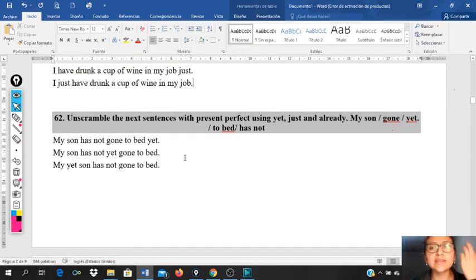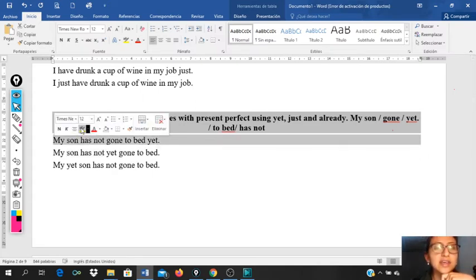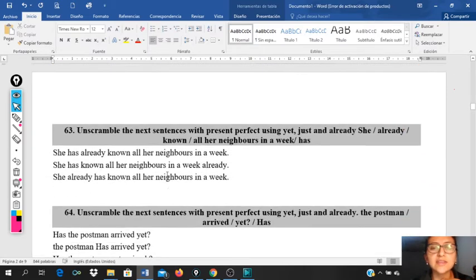So, the next. My son gone yet to bed has not. My son has not gone to bed yet. My son has not yet gone to bed. Or my yet son has not gone to the bed. Very good. Number 1. Okay. My son has not gone to bed yet.